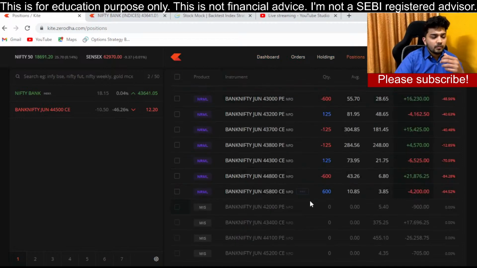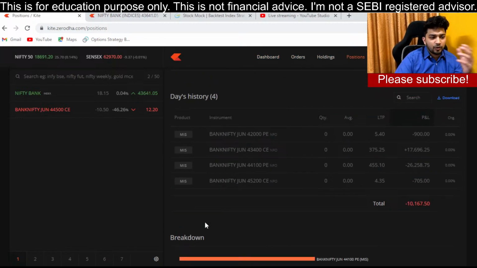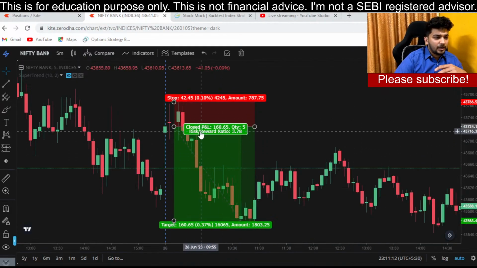Okay, so these are the positions that I have closed for today. These are all MIS positions with a total loss of 10,167 rupees that we have made for today. Okay, this is not a very big loss. The maximum loss that we take in this setup is around 30,000 rupees, right? So I'm okay with this loss. It's not anything weird or anything that we did not plan for. But let's just understand why this loss happened when there was a clear downtrend in the market in the beginning.